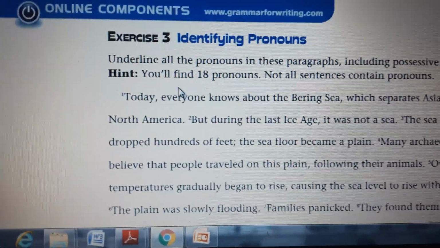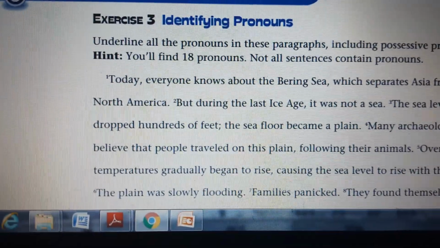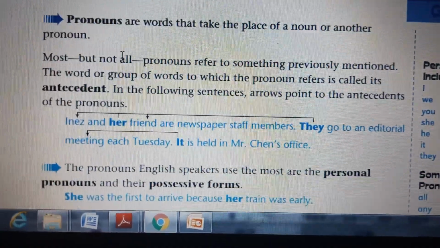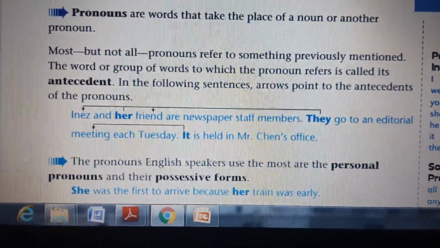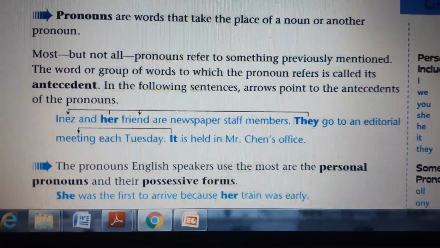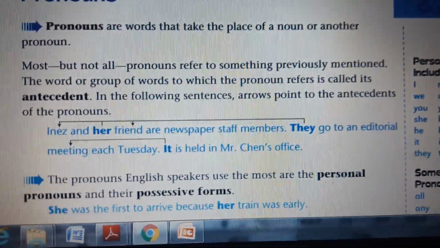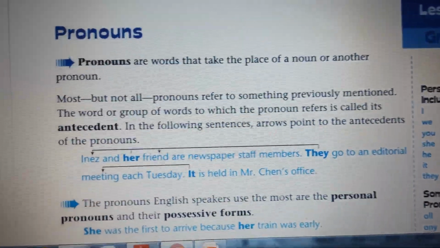And try to answer exercise number 3. And if you have any question or concern, do not hesitate. Go ahead and ask me.